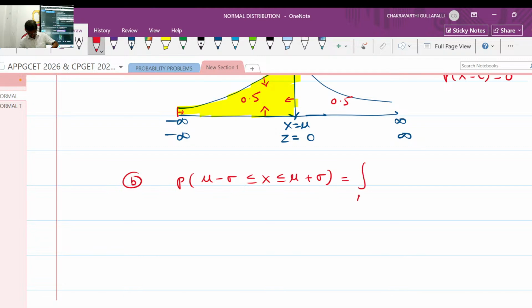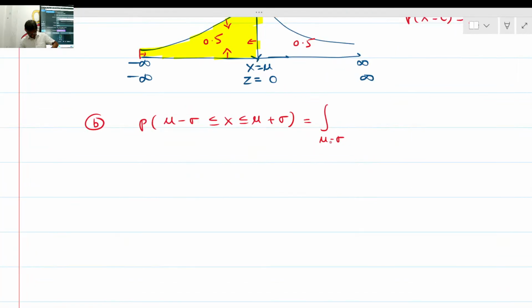So the integral from mu minus sigma to mu plus sigma of f of x dx. Here f of x means the PDF of the normal distribution, but it is very typical to integrate directly. Now convert into z. Let z equal to (x minus mu) by sigma. In this case, subtract mu and divide by sigma on both sides.